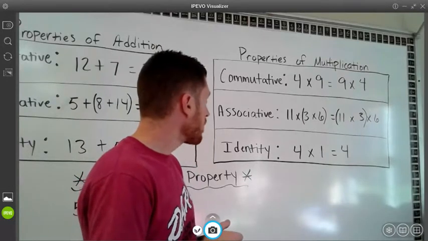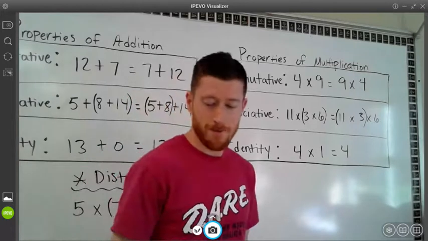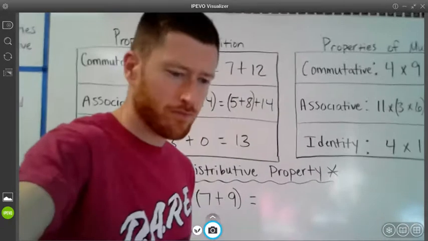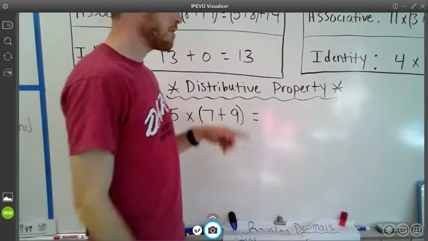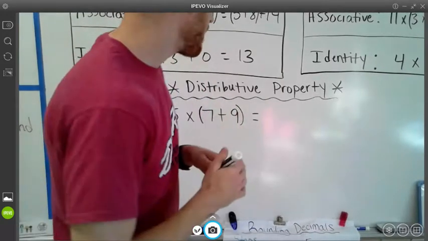All right, so those are those 3 properties. Now, those are pretty easy, but there's one more that likes to throw 5th graders for a loop. So we're going to spend a little more time on it. Let me adjust the camera so you can see me work out some of this. It's called the distributive property, okay? And it's really not too bad once you get the hang of it, okay?